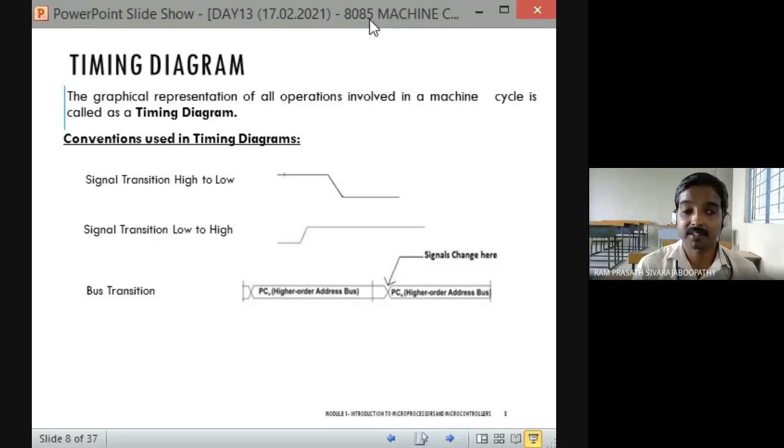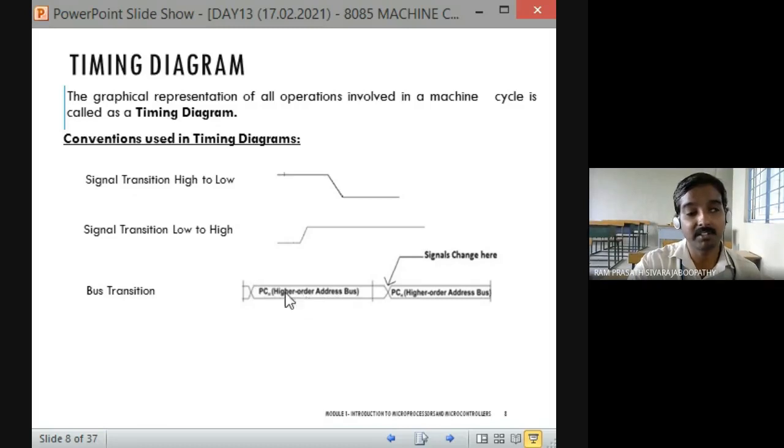It is very complex to mention the state of all the signals of the address lines or data lines. That's why we use this convention, bus transition. That means you have to use broader lines, representing a group of 8 lines. This represents PCH, I think. Yes, the higher order address bus has 8 lines, A15 to A8, combinedly mentioned like this.